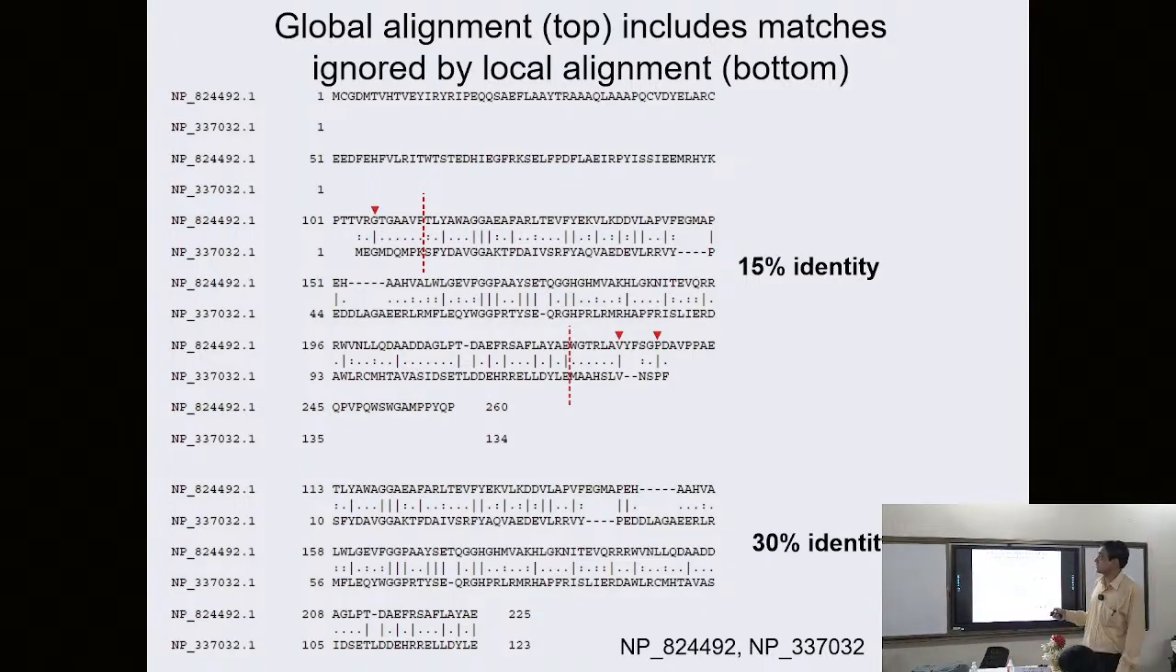So consider two sequences, and when they were aligned, the identity computed for them was 15%. On the other hand, if you consider regions delimited by these vertical lines, and if you just compute the alignment score for that region, you will see that it's 30% identity, which is double the 15% identity from global alignment. Which means that there are regions within sequences that are more conserved than the entirety of the sequences.